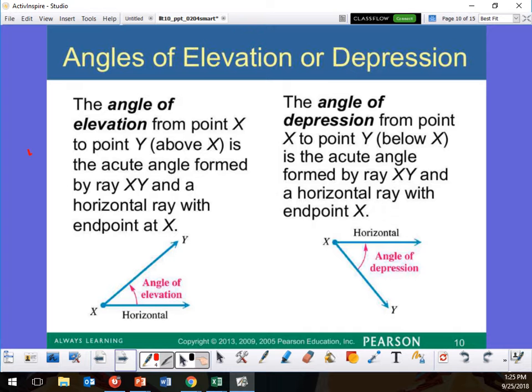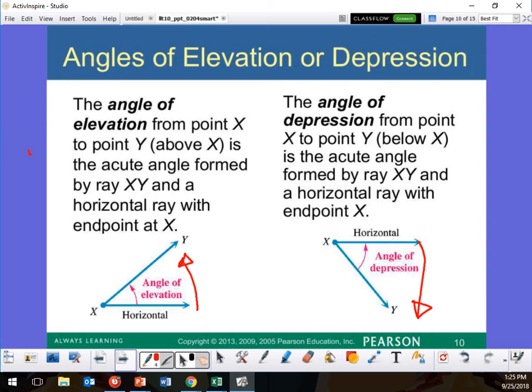Okay, so now, this other one would be elevator. Elevator is going to go up. Okay, elevate is your angle going up. Depression is the angle going down.